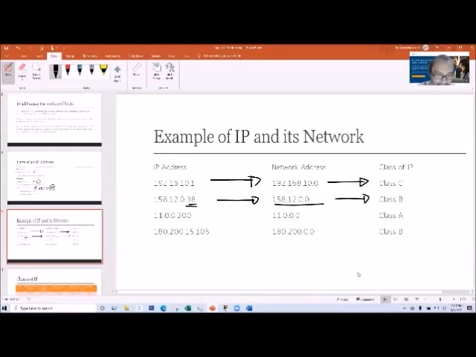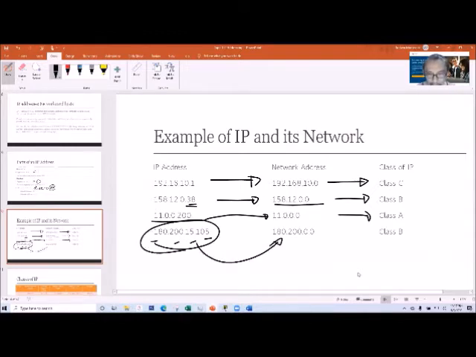The other example is 11.0.0.200, and this IP belongs to the network 11.0.0.0, which is a class A in nature. Another example, 180.200.15.105. What is its network address? We mean that this IP belongs to somebody. That somebody is 180.200.0.0, and 180 is a class B network. That is an example of an IP, a network, and classes of IP.